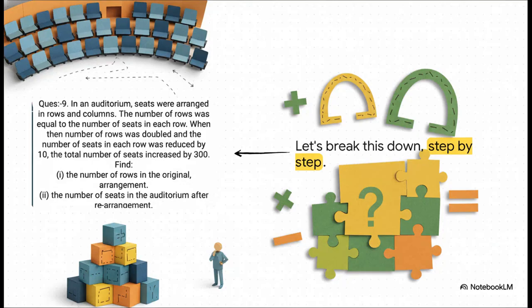Let's do this. So here it is, the full challenge. We've got an auditorium with an original seat setup and then a new rearranged one. The big clue, the thing that connects everything, is that the total number of seats goes up by exactly 300. Our job is to use that one little fact to figure out everything else. So, yeah, let's break it down.